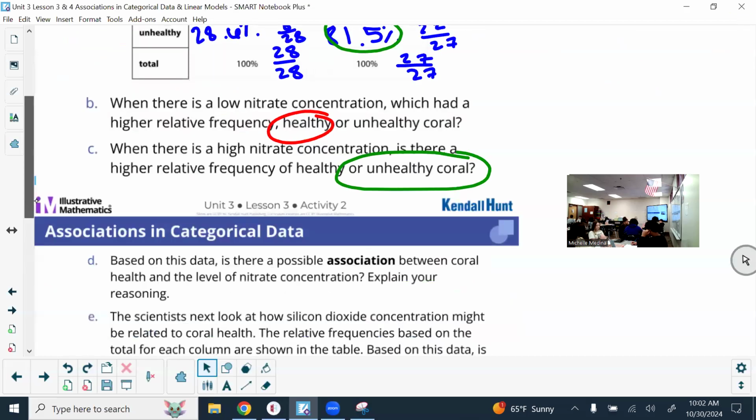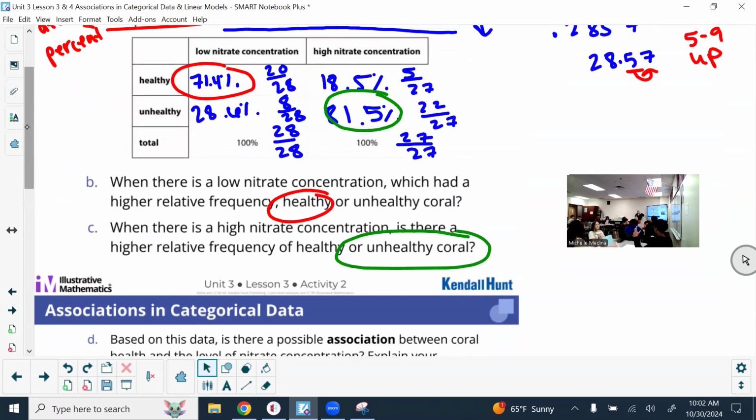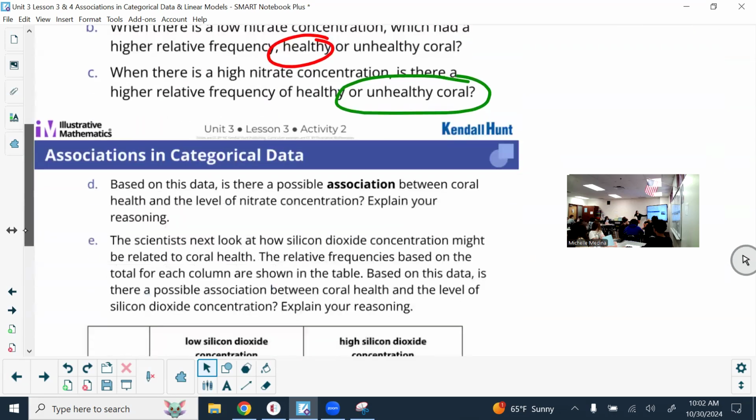Okay. So based on this data, is there a possible association, relationship, or trend between the coral health and the level of nitrate concentration? Raise your hand if you think yes, if there's an association. Raise your hand if you think no. Okay, so out of the handful of people that voted, at least we voted right.